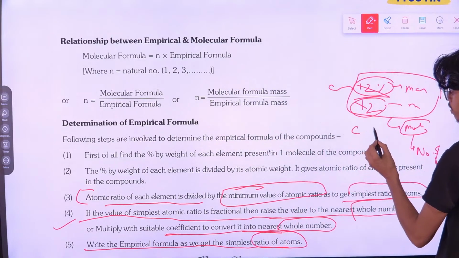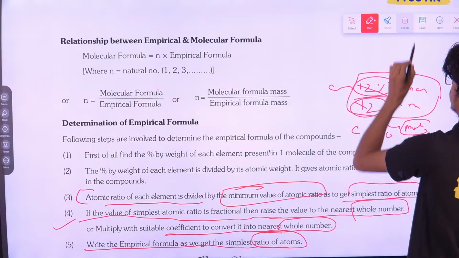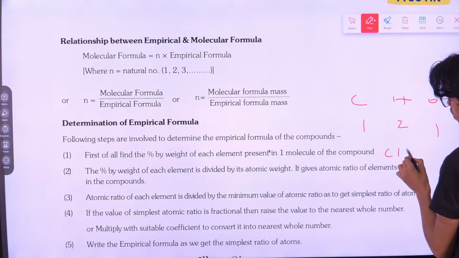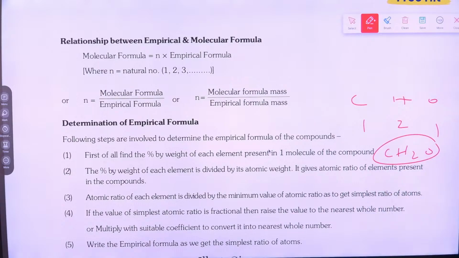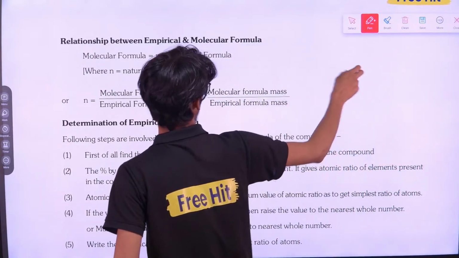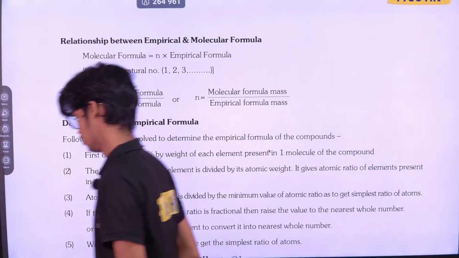So if you have carbon, hydrogen and oxygen, and the simple whole number ratio is this, it means the empirical formula is CH2O. That's it. This is the step. Now I think if you understand the concept, you can do a problem.